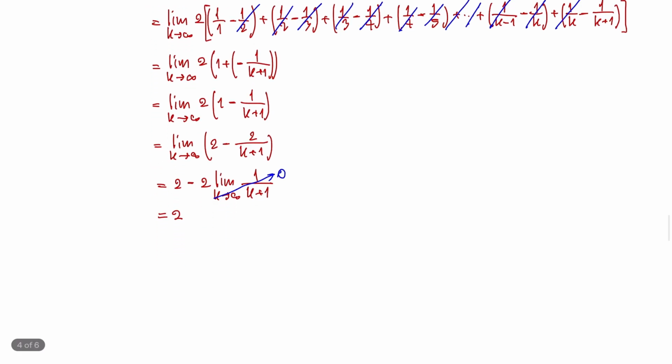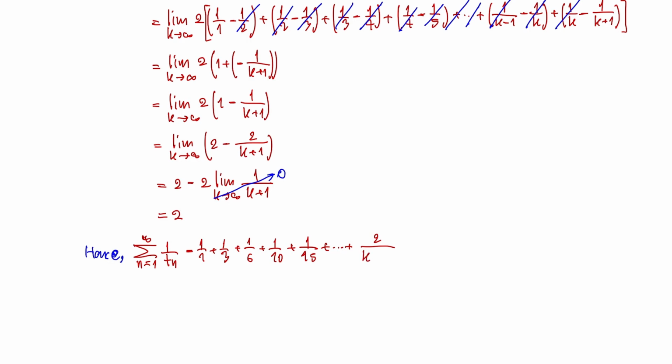Therefore, we've just proved that the sum of reciprocals of triangular numbers, which is 1 over 1, 1/3, 1/6, 1/10, okay, 1/15, plus all the way to maybe the k term, and so on, turns out to be just 2.